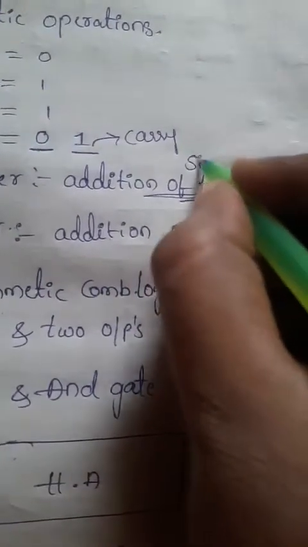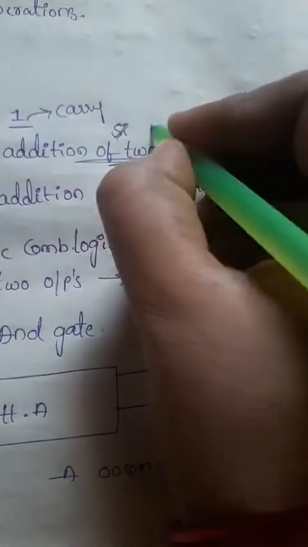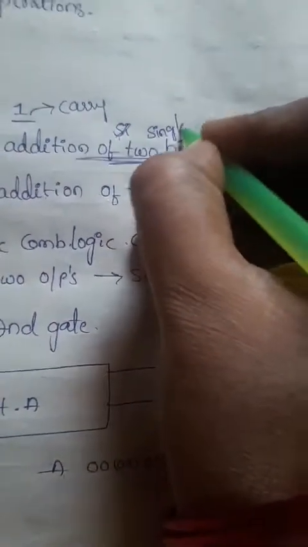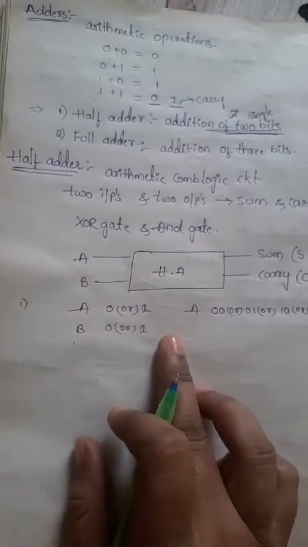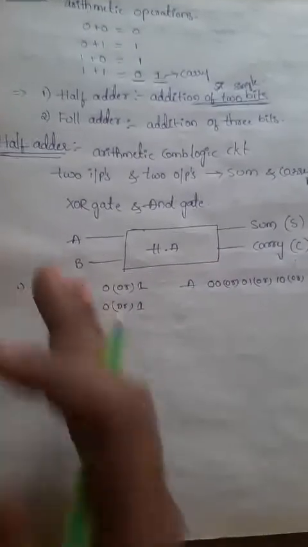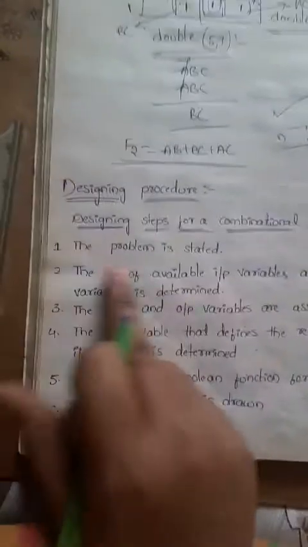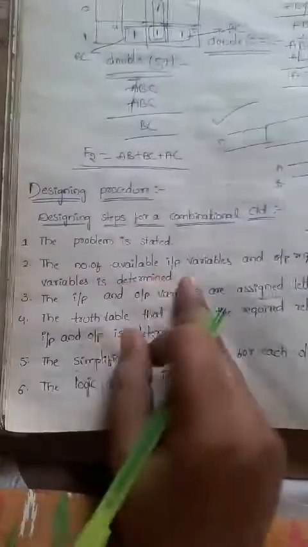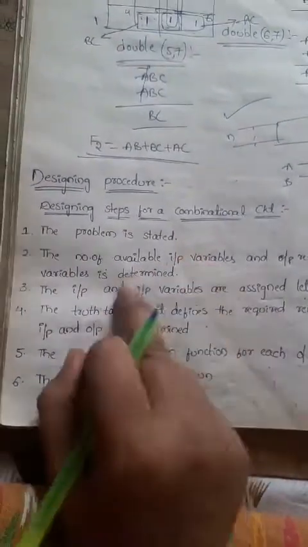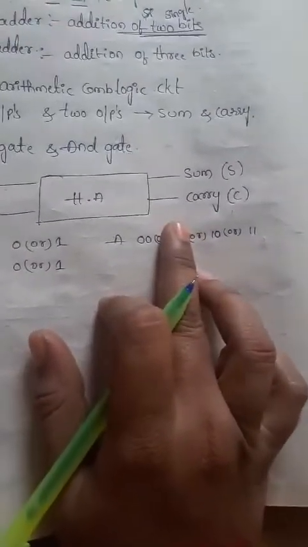Here you can mention the addition of two single bits. A single bit represents either 0 or 1. So that is the half adder's main aim, and the problem is already stated here. Then what is the next step? After the statement is completed, we need to determine the input variables and output variables. We already know the input variables are A and B and the output variables are sum and carry.